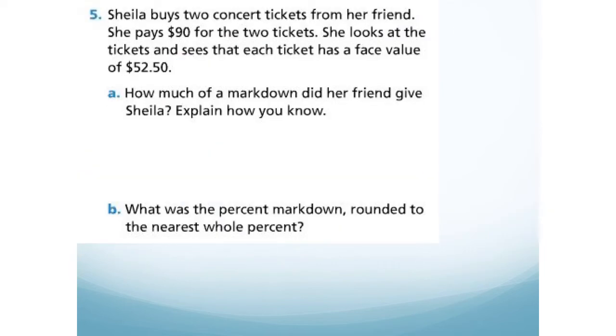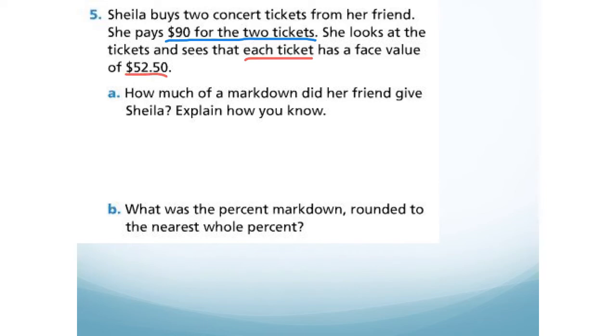Question 5 on page 170. Sheila buys 2 concert tickets from her friend. She pays $90 for the 2 tickets. She looks at the tickets and sees that each ticket has a face value of $52.50. Part A. How much of a markdown did her friend give Sheila? Well, let's see what Sheila did. Sheila bought the tickets and got both of them for $90. When she looks at them, it says each ticket was $52.50.